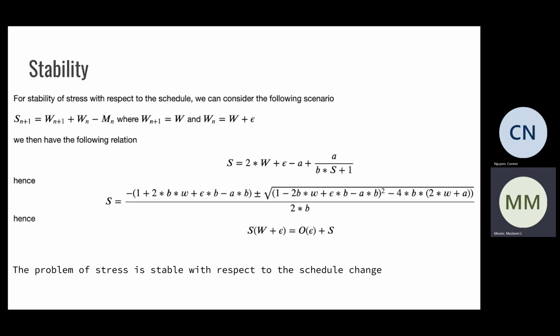After that, we looked at the stability of the stress with respect to the time schedule. We varied the time schedule by epsilon and found that S is big O of epsilon plus the previous S plus F of W. So we can conclude that stress is stable with respect to the work schedule.